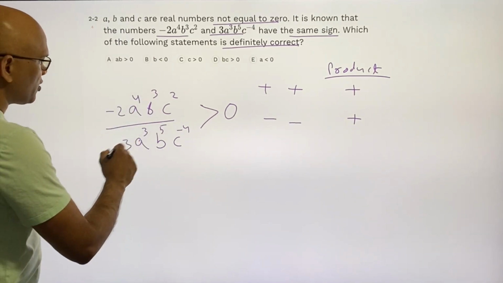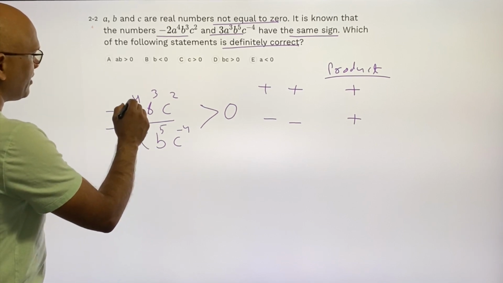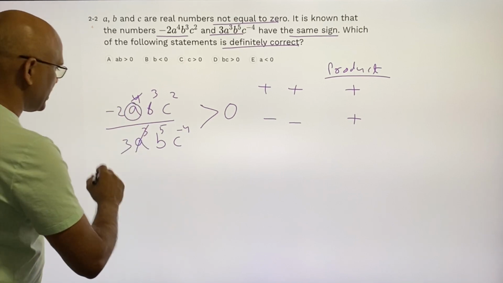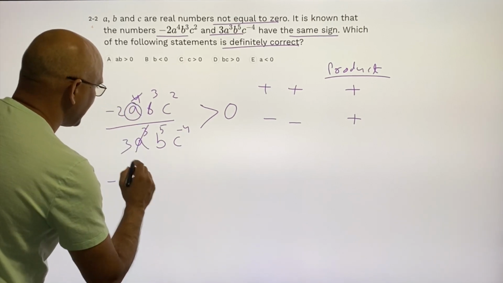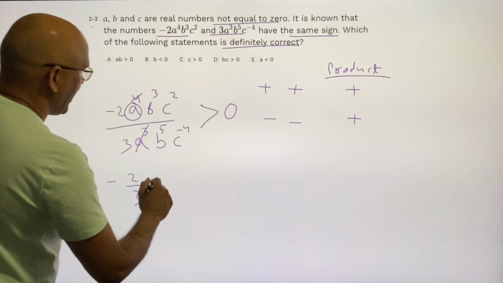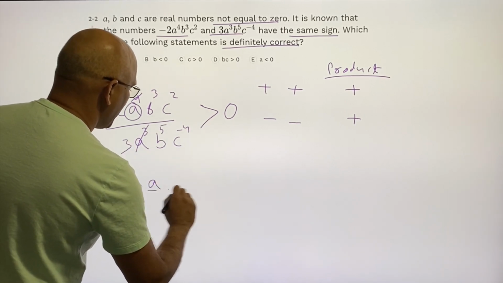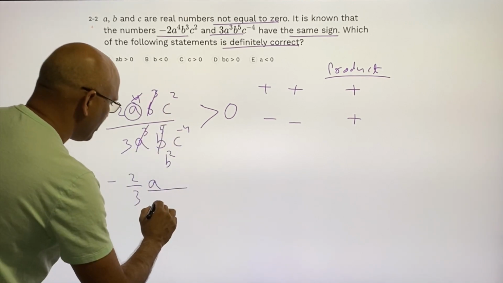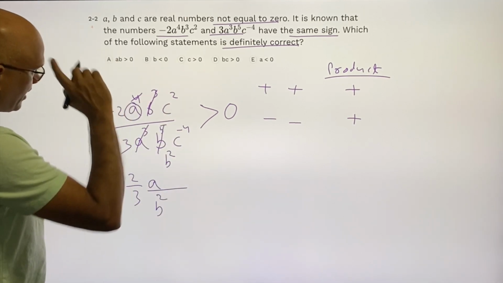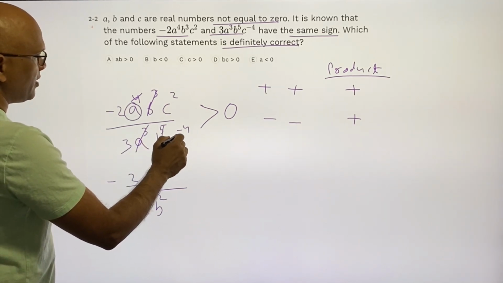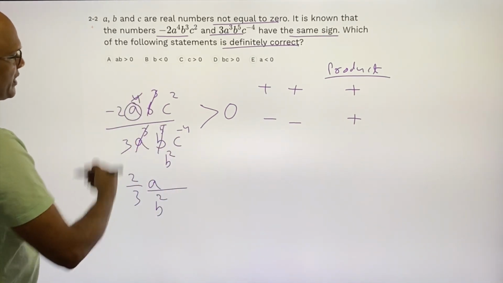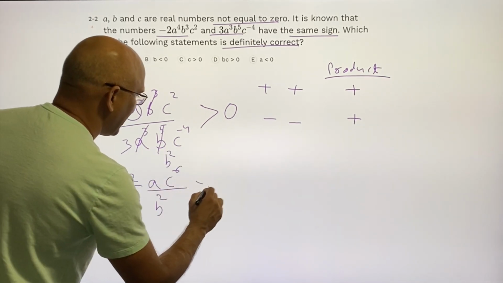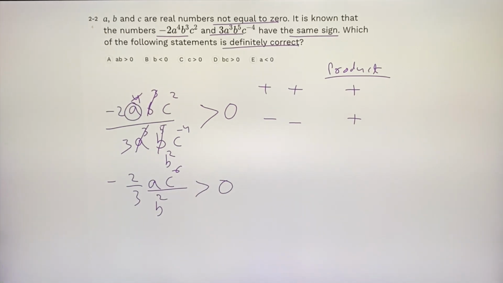It doesn't matter. So for a to the power of 4 over a cubed, I can take this out, so only a remains here. So this is going to be minus 2 by 3 a, and here this is going to be b squared, and then if I move c to the top, this is going to be c to the power of 2 plus 4, which is 6. I know that this is greater than 0. Okay. All right.